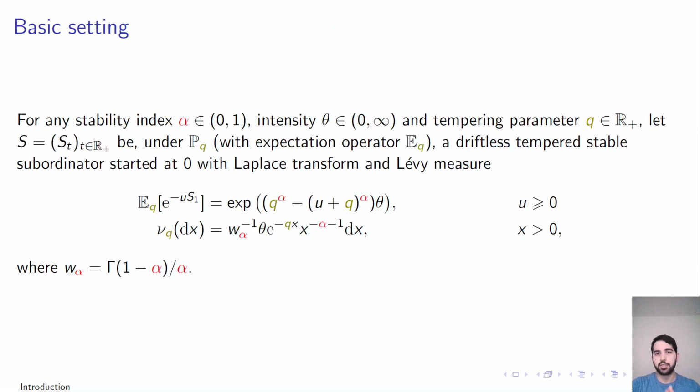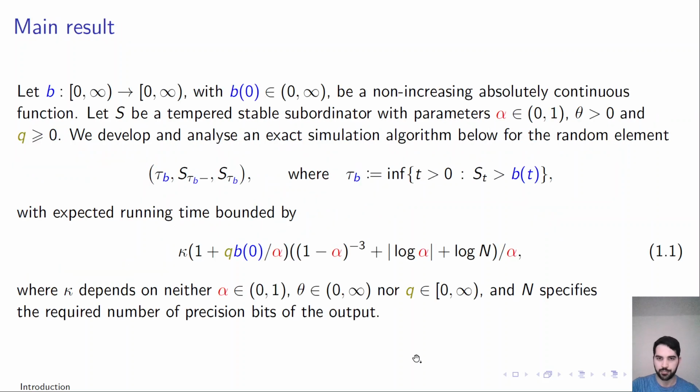Okay, so first, just to set some notation, given some alpha between 0 and 1 and some positive theta and a non-negative q, that means possibly 0, we consider a tempered stable subordinator under E_q or P_q, where the Laplace transform has this form and the Levy measure has this form. Okay, this is simply the notation.